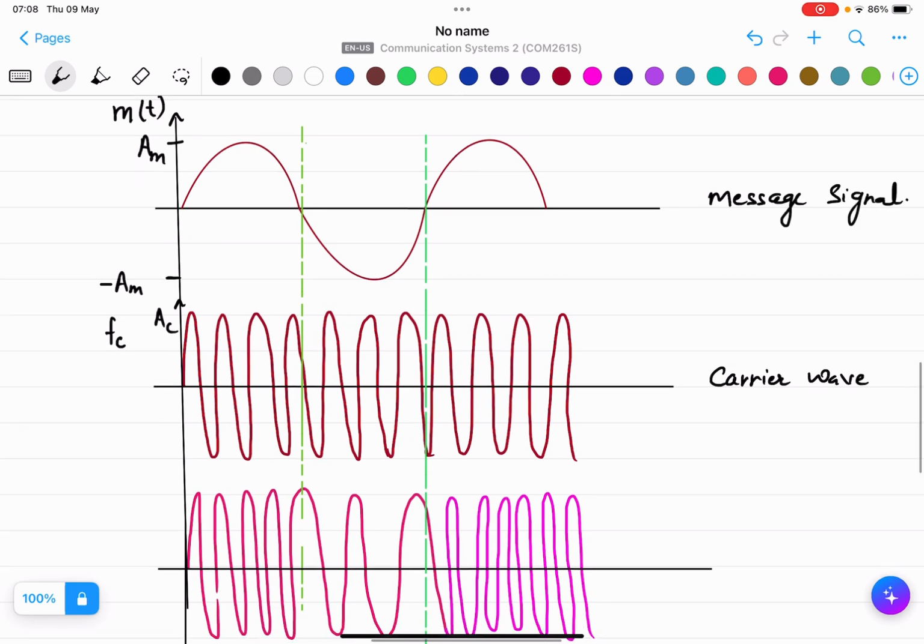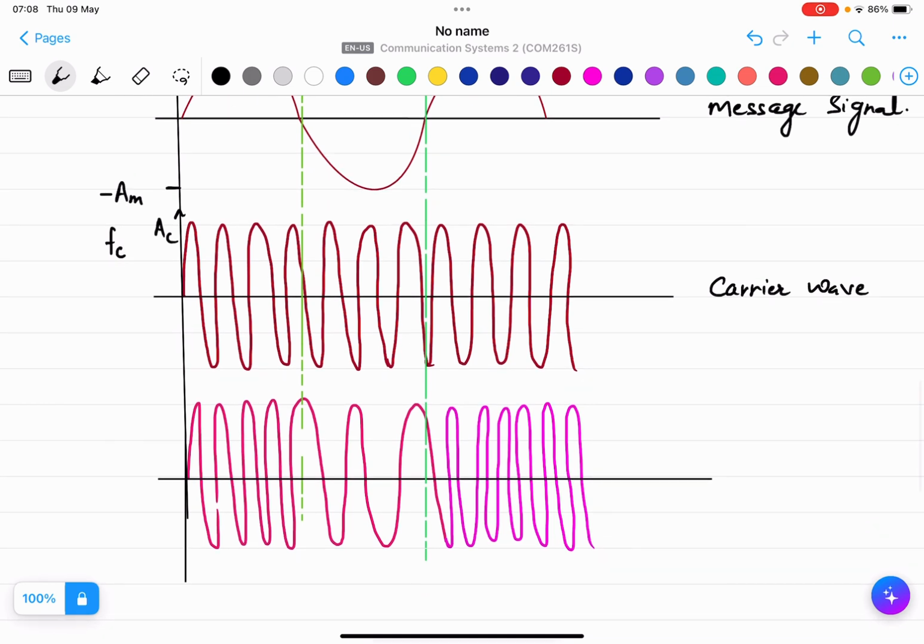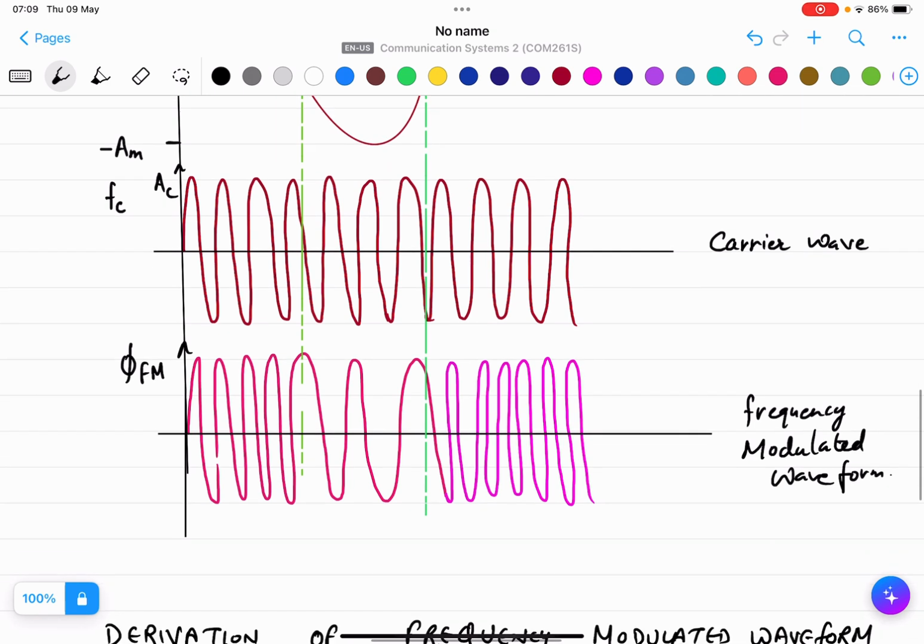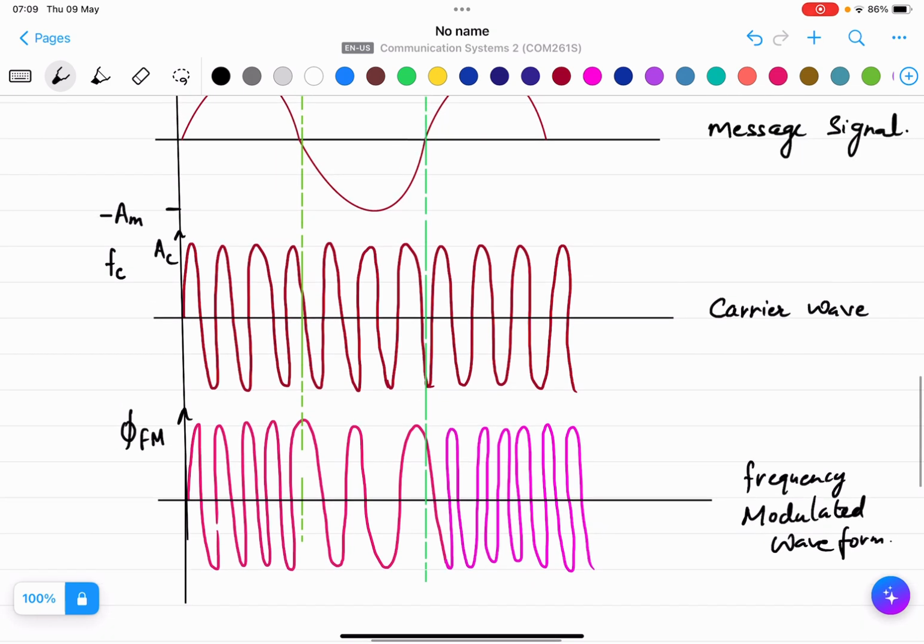right? Now, how to draw the frequency modulated wave? This is my frequency modulated waveform, right? So I can say it is phi_FM. Okay, so this is my phi_FM. So phi_FM means, like we did in amplitude modulation, phi_AM, right? We are doing here phi_FM. Okay, so how to draw the frequency modulated waveform?